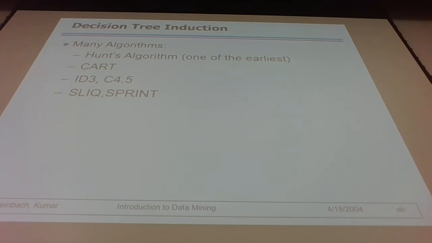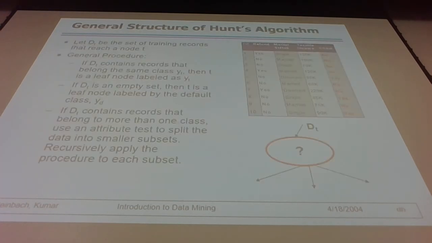So there are many algorithms for decision tree induction. We will talk about Hunt's algorithm. We will talk about CART and all those things. Those are in the book very briefly, but we will talk about Hunt's algorithm. So let's look at Hunt's algorithm for decision trees.